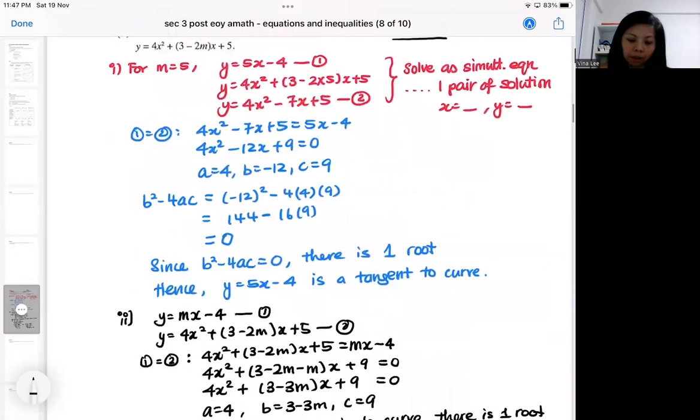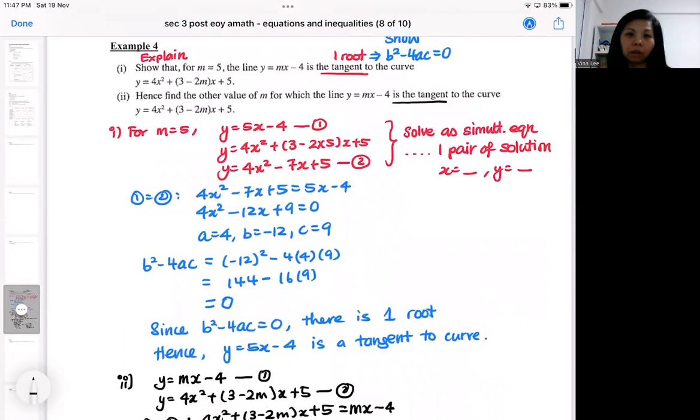So this is the difference between an explaining question and a situation where it's not explaining, where it is confirmed there is one root. If you need to show one root, you calculate the discriminant or find an expression for the discriminant. Whereas in part 2, we are confirmed that there's only one root. So it's a different story.